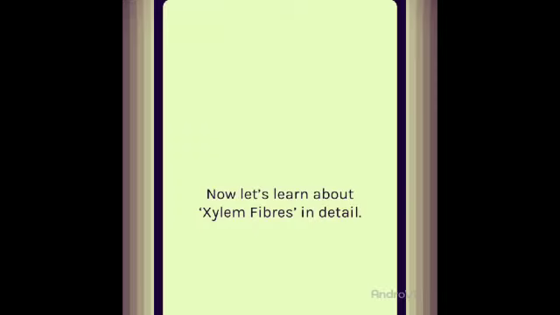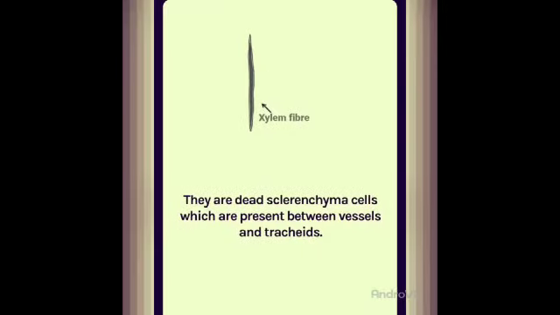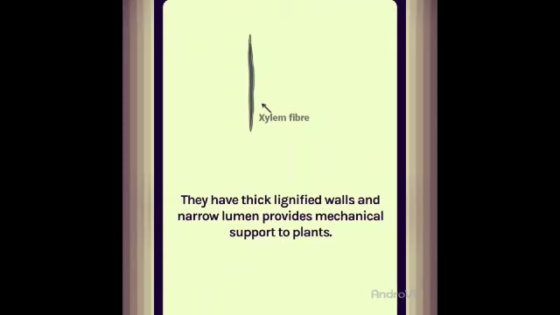Now let's learn about xylem fiber. They are dead sclerenchyma cells which are present between vessels and tracheids. They have a thick lignified wall and narrow lumen, and provide mechanical support to plants.